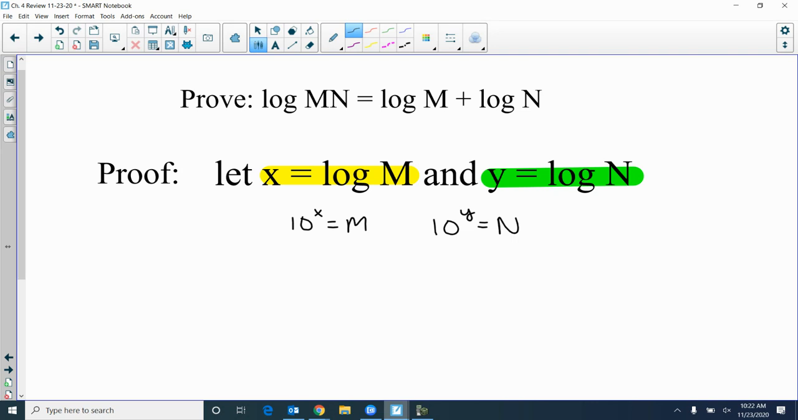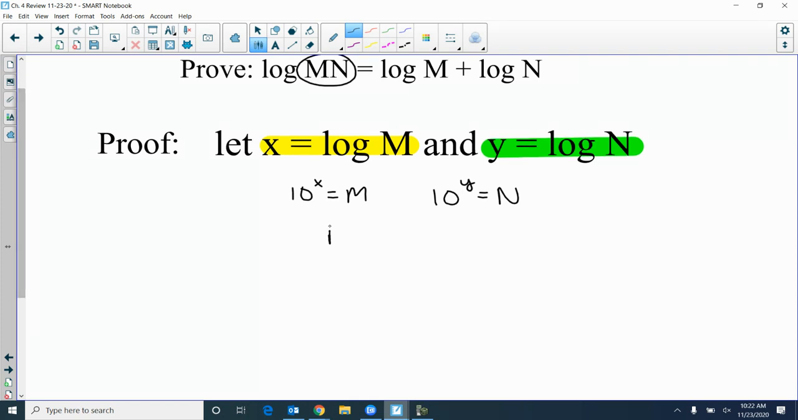All right, you have this product, m times n, in what we're trying to prove. So what we just do is we say m times n is going to equal... Well, m times n has to equal 10 to the x times 10 to the y.